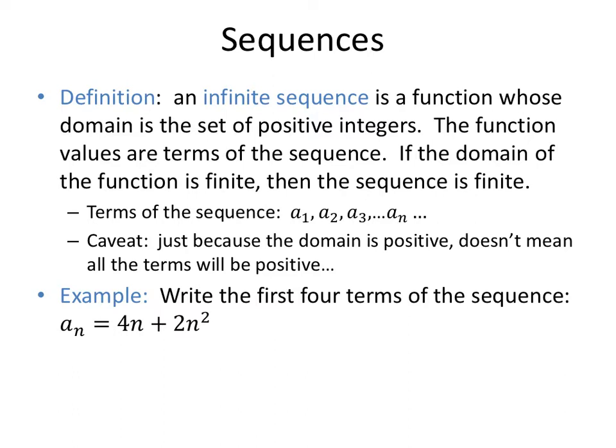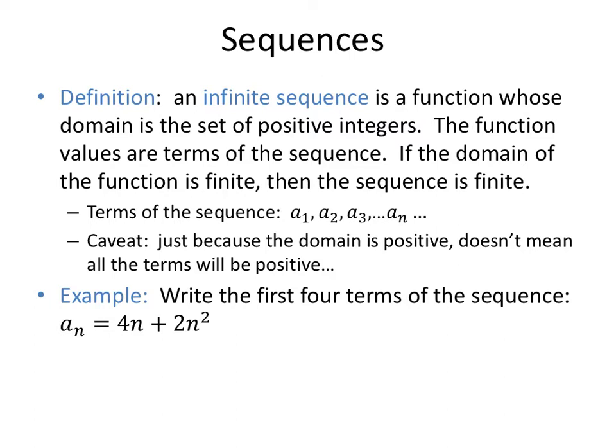So when we talk about terms of a sequence, and we try to have a notation for that, we use the sub notation. So a sub 1, a sub 2, a sub 3, a sub however many out to a sub n and beyond, right? One thing I want to make sure you know, though, is just because our domain is positive does not mean that all the terms will be positive. We can have negative terms, okay?